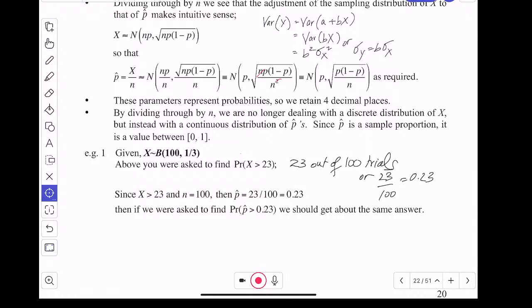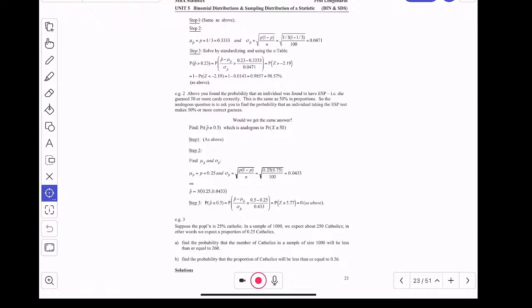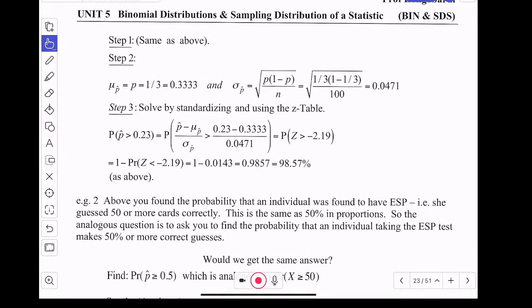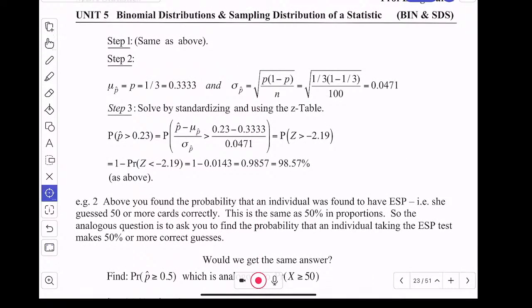So instead of answering the question x greater than 23, I can answer the question p hat greater than 0.23. That's the same question, so I should get the same answer. The difference is I'm going to use the mean and standard deviation of p hat now. So I have to calculate them. Conducting my step, I already know that n times p is greater than 10 and n times 1 minus p is greater than 10. So it's the same as above when I did this problem. But now we need to calculate the mean and standard deviation of p hat.